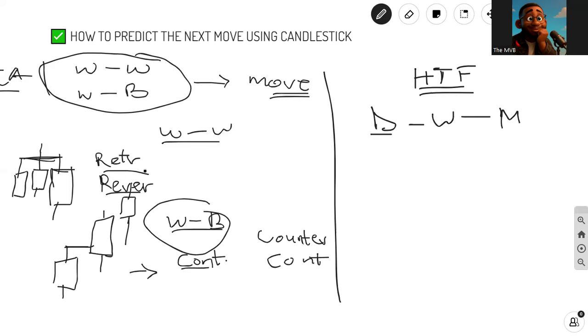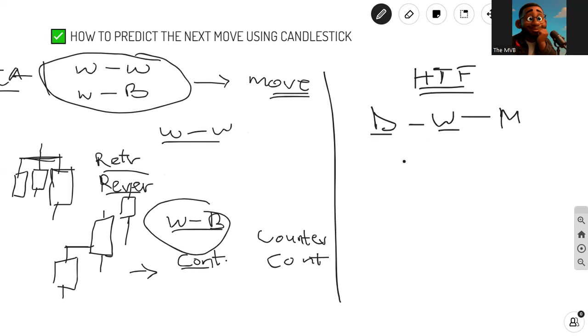Okay, so it is easy. Even if it is a weekly time frame, that means the whole week, the entries that you are going to prioritize are certain types of entries or certain types of move. So this is how you are able to predict the next move.